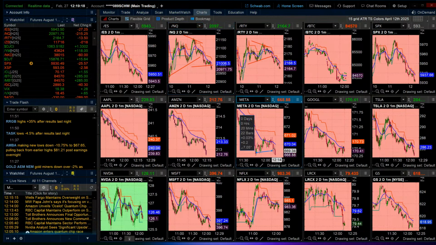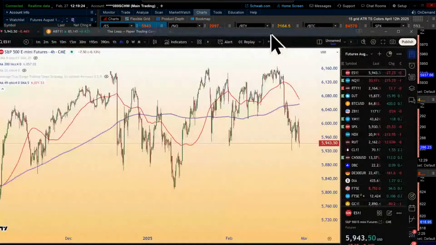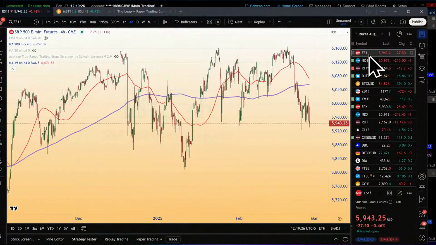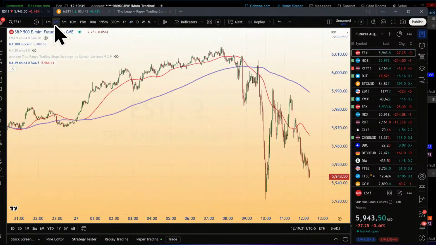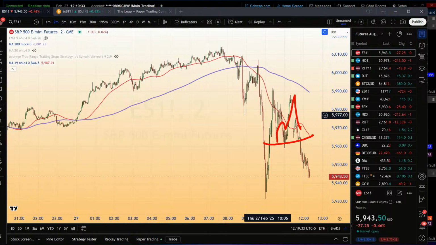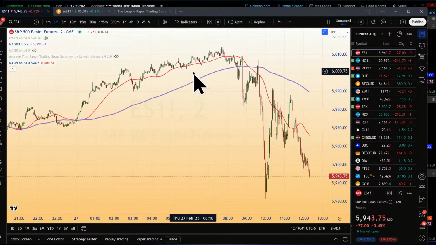Meta is trying to form a bear flag. See it? Bear flag right here. This, by the way, is called a head and shoulders consolidation. A head and shoulders consolidation is a consolidation after a sell off. That is what we're talking about. And it just went down by that amount. Now you'll probably get a washout to here and then maybe a rally.